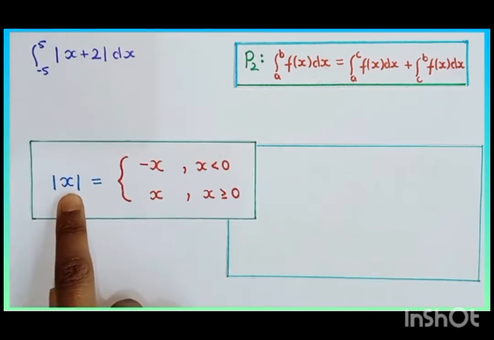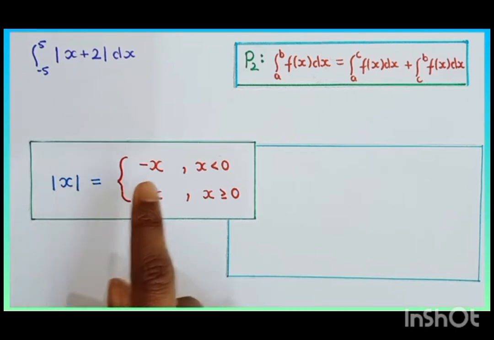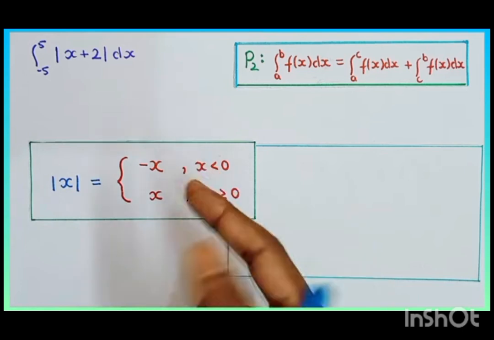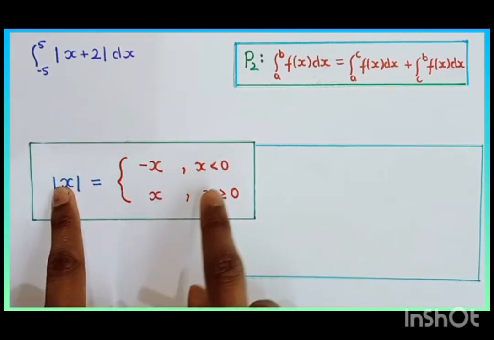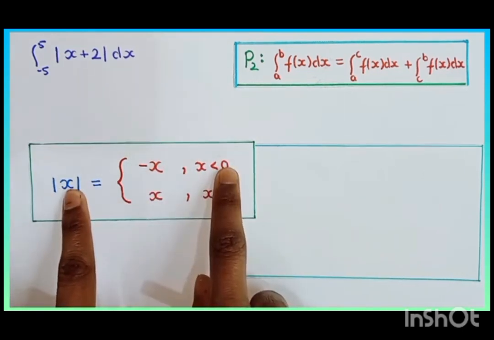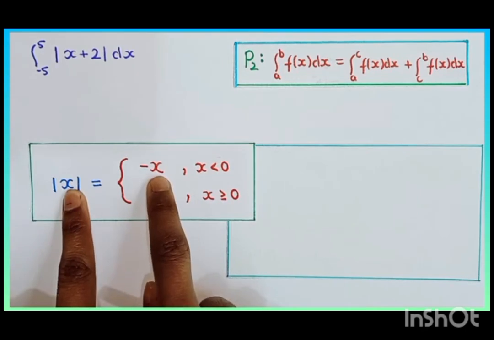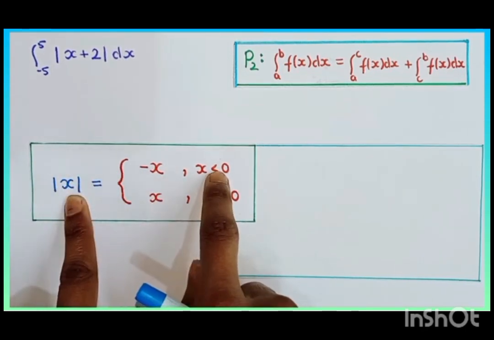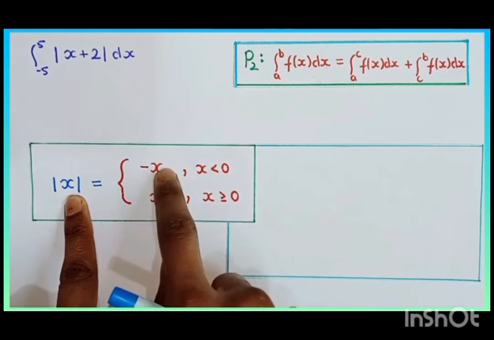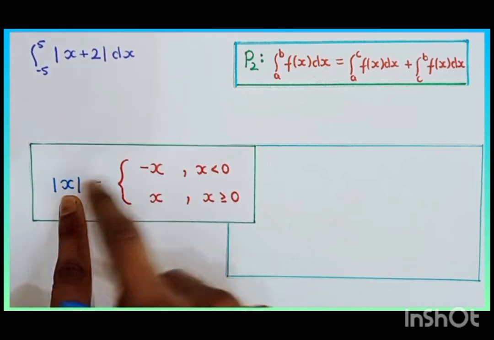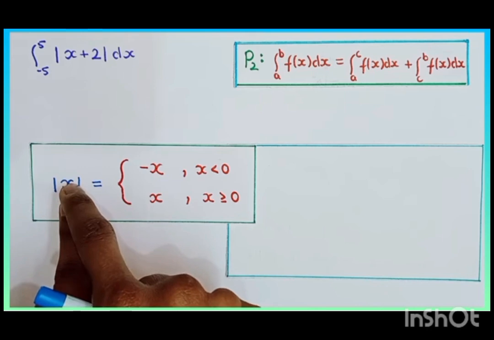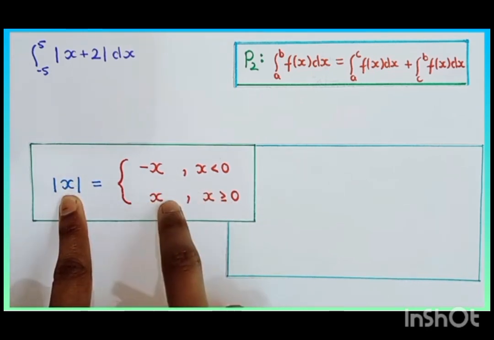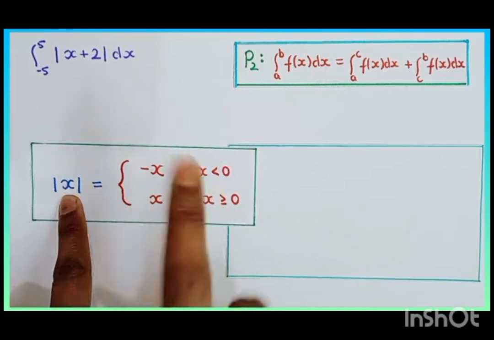No matter what value is inside the mode, we always get a positive value as output. Everyone knows this. If it's negative, it'll become positive. How does it become positive? If x is less than 0, we multiply it by -1. Whenever our function inside the mode is negative, we multiply it by -1 to make it positive. Whenever the function inside it is greater than 0, meaning it's positive, we write it as it is. Okay? This is how to open the mode.